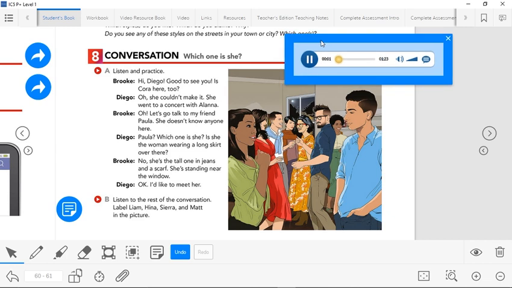Okay, I'd like to meet her. Page 61. Exercise 8. Part B. Listen to the rest of the conversation. Label Liam, Hina, Sierra, and Matt in the picture. Let's see, who else is here? Do you know Liam? He's really nice. No, I don't. Which one is he? He's over there. He's the one wearing gray pants, a white shirt, and a light blue sweater? That's right. And then there's Hina Sasaki. She works with me at the office. Oh? Which one is Hina? She's the woman in a long dress. She's wearing glasses.